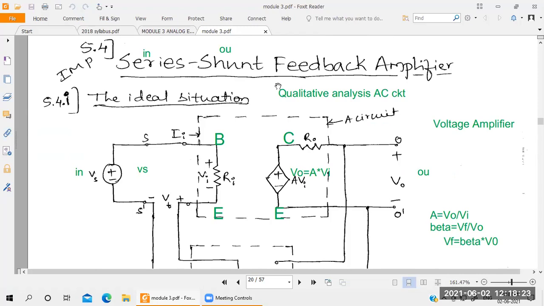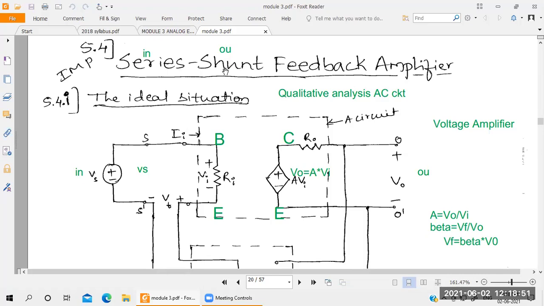Voltage amplifier means the output is voltage, input is voltage. Current amplifier means the output is current, input is current. Understood? Transconduction means the output is current, input is voltage. Trans resistance means the output is voltage, input is current. Here they have taken series shunt, which means it's a voltage amplifier.